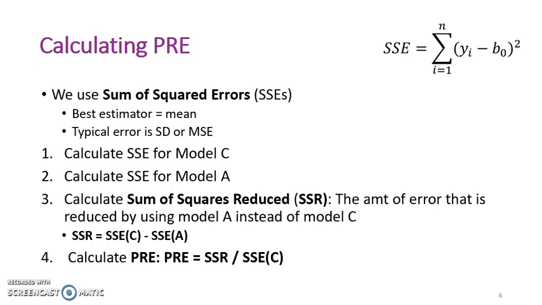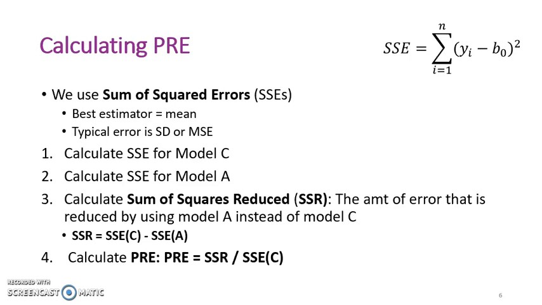So the first step toward calculating PRE is to calculate the sum of squared errors for the compact model or the null hypothesis model. And the second step is to calculate the sum of squared errors for the augmented model or the alternative hypothesis model. We then use these sums of squared errors to calculate the sum of squares reduced. This is the amount of error that is reduced by using model A or the alternative hypothesis model instead of model C, the null hypothesis model.